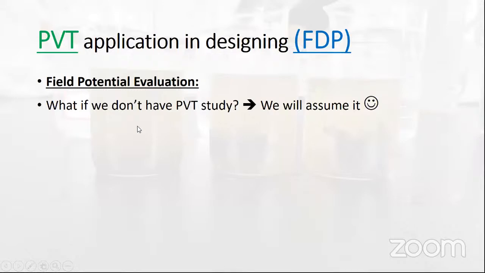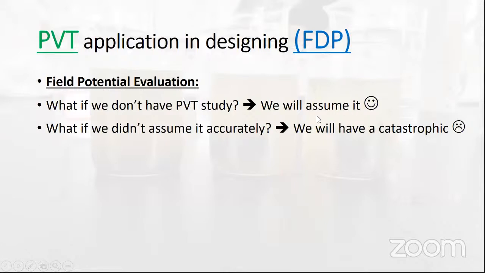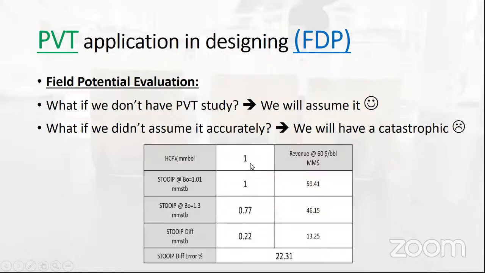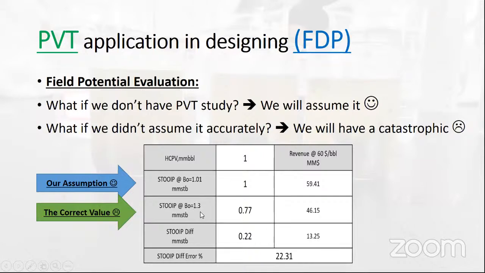Also, suppose that we don't have a PVT study, like we have a new field without any PVT sample. Traditionally we will assume it. But this assumption, if we don't get it accurately, we will have a catastrophe. We have a great risk. For example, if we have a field that has this hydrocarbon pore volume, and we used an assumption for the Bo as 1.01, but the correct Bo is about 1.3. So the difference in the STOIIP is about 22%.